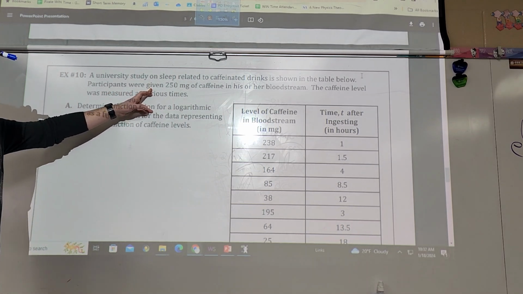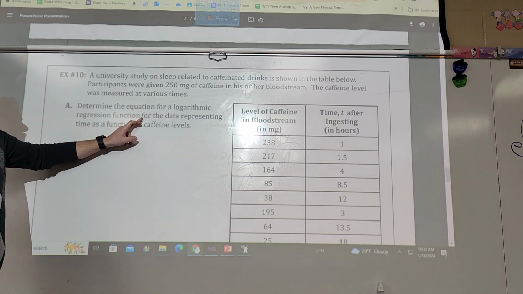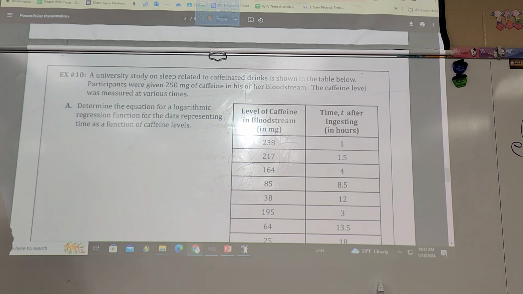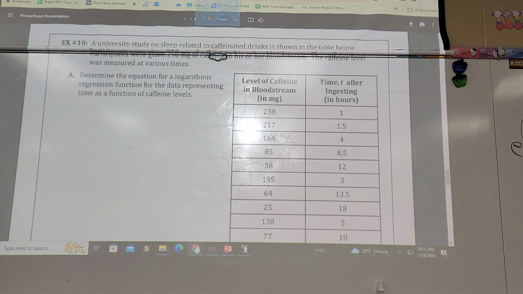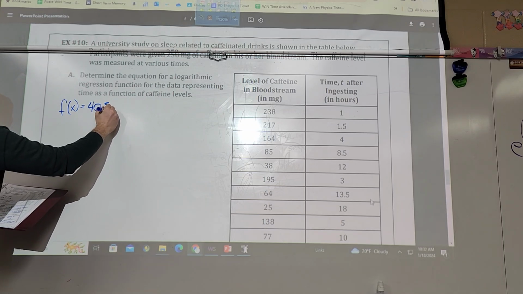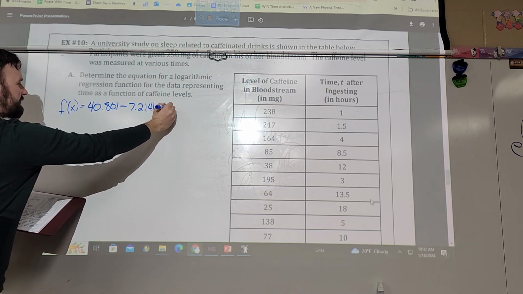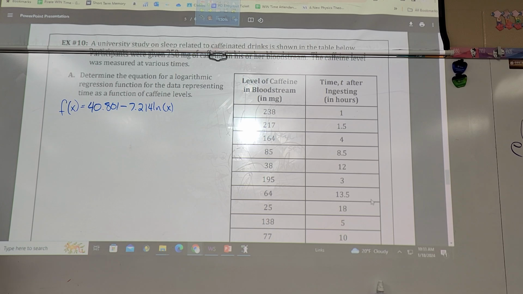They're doing a study on drinks that are caffeinated to see how it affected their bloodstreams. We need to come up with an equation for it. How confident do y'all feel that you can do this in your calculator? Give me a confidence interval. So would you agree that we can plug this in our calculator and get f of x equals 40.801 minus 7.214 natural log of x? Do you guys feel good about that? Yeah, I agree with that.